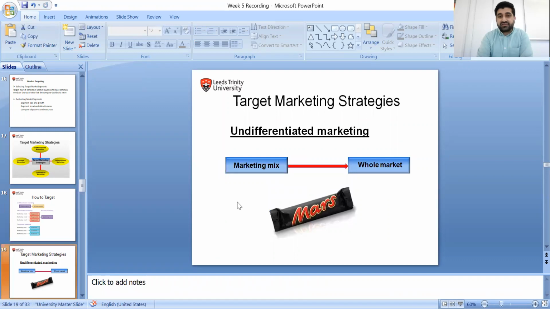Here we can see undifferentiated marketing. As I discussed, they produce a product for everyone. There is no limitation of age, geography, or nationality. Here we can see the chocolate Mars. They prepare this product using all the marketing mix strategies and offer this chocolate to the whole market, so anyone can eat and enjoy it.